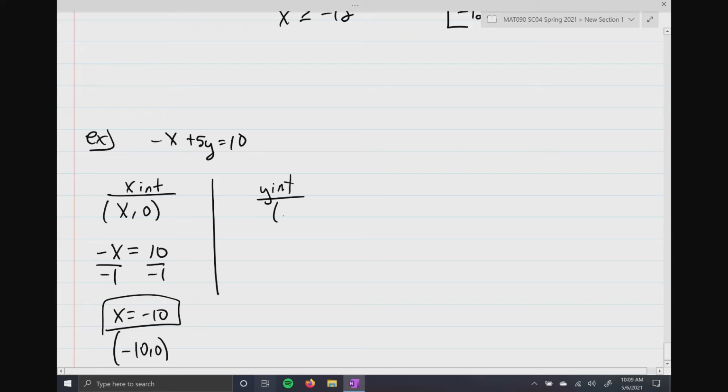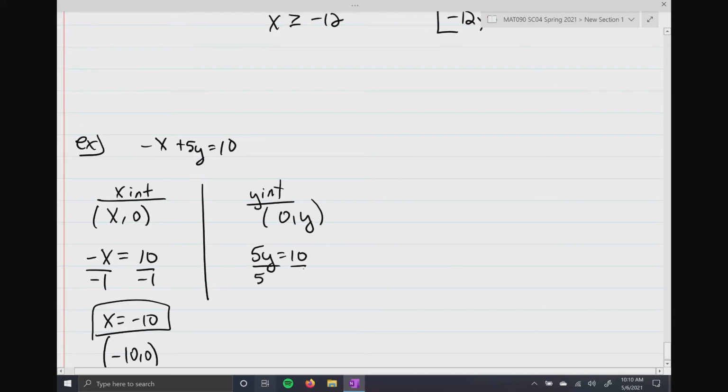Now, at a y-intercept, our x value is going to be 0. So this is just going to be 5y equals 10. Therefore, we divide both sides by the number in front. So 10 divided by 5 is 2. So my second intercept is 0, 2.